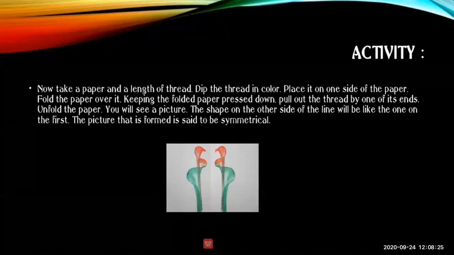Symmetrical means having the same reflection, as when we stand in front of a mirror. If you stand in front of the mirror, you see that your same face is being reflected. So that is also reflection or symmetry. Same shadows are also known as symmetrical. We drew one side only and put in the thread, but the picture comes on both sides. So that is also a symmetry.